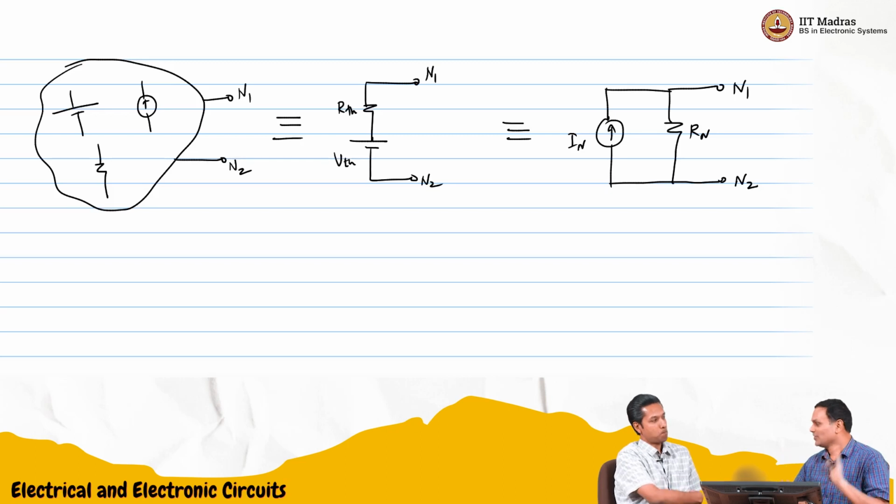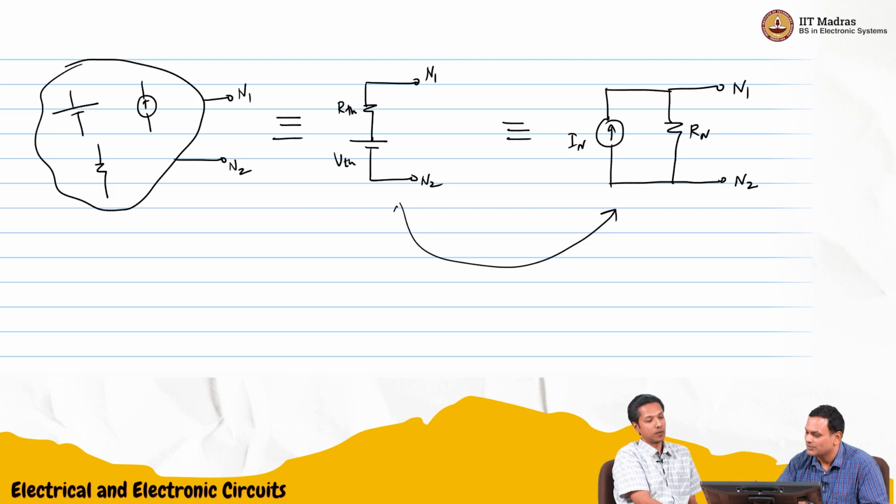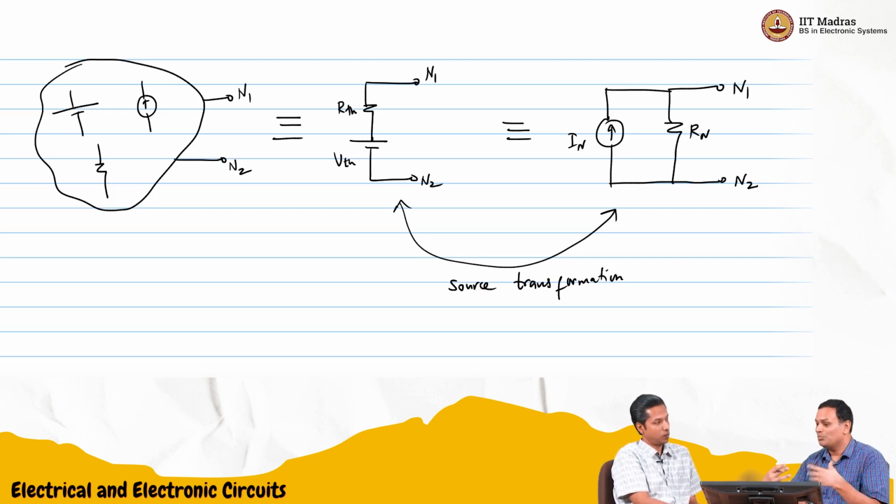Any voltage source in series with a resistance can be converted into a current source in parallel with the resistance and back. So some kind of source transformation. That is right. Very useful technique, and going forward we will start using these techniques, using Thevenin, Norton, going back and forth to make solving and analysis of circuits very easy.